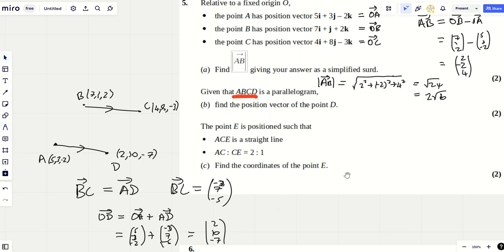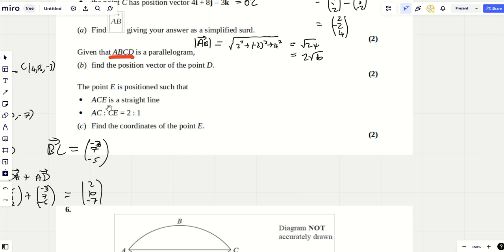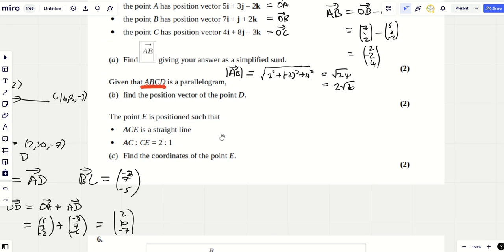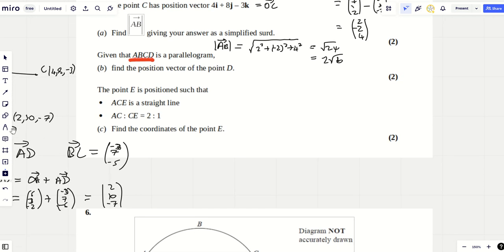Okay, last question. Point E is positioned such that ACE is a straight line and AC to CE is 2 to 1. Find the coordinates of the point E. Okay, right, very well. So let's just remind ourselves of A's coordinates. I prefer to write down the coordinates. 5, 3, minus 2, I think it was. And C's coordinates were 4, 8, minus 3. It's at the top of the screen.